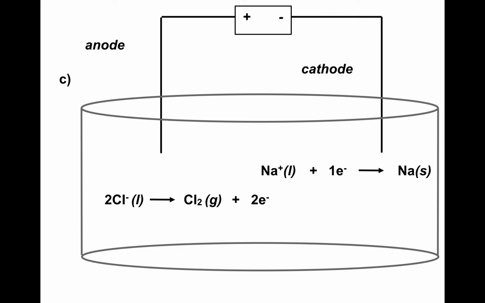So again, this is the way we use voltage to make this non-spontaneous reaction spontaneous and raise the potential energy. So I actively drive the electrons back onto the sodium ion to make sodium at the cathode. All right, so the electrons are flowing towards the sodium ion and being pulled off of the chloride, which is making chlorine gas at the anode.